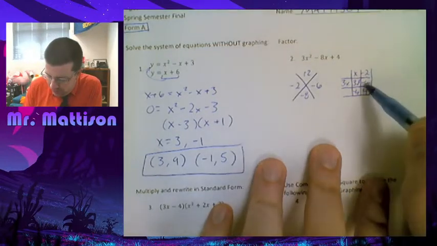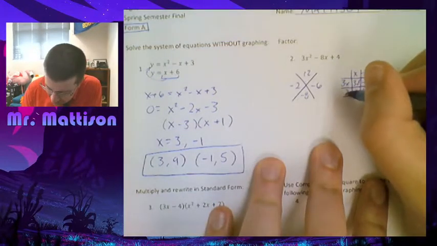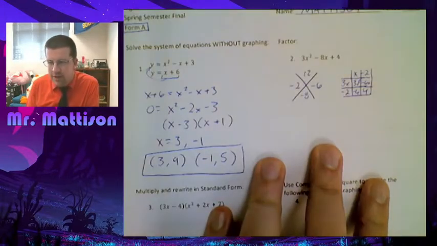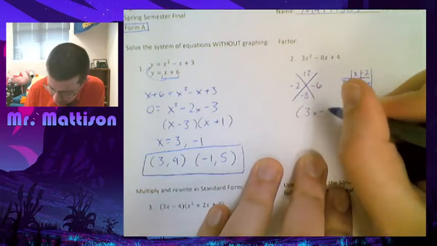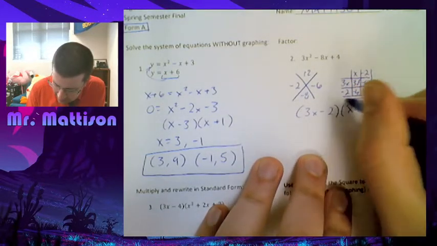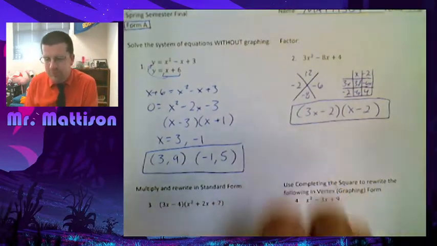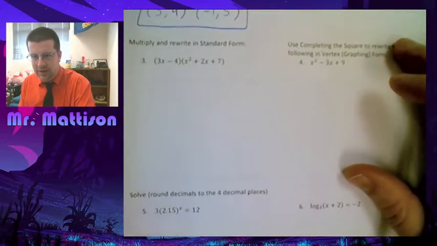So I pulled out the 3x there, and then down here I can pull out a 2 from both of these, and then it's going to be negative because, again, that's negative there. So it factors into 3x minus 2, and then x minus 2. And there it is, factored. All right, so let's head down to 3 and 4.